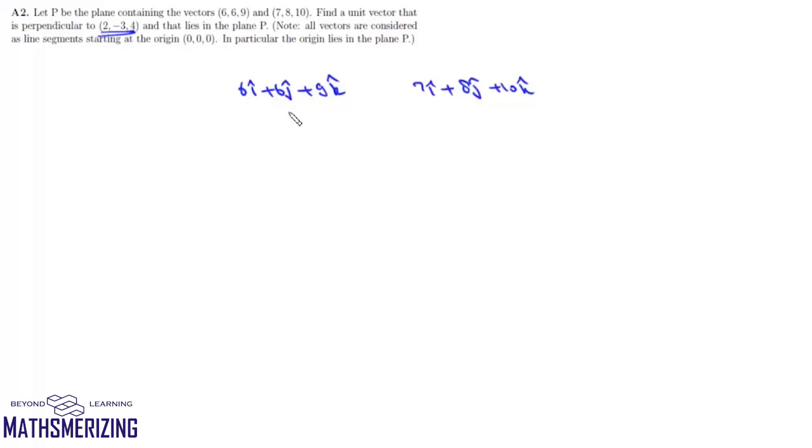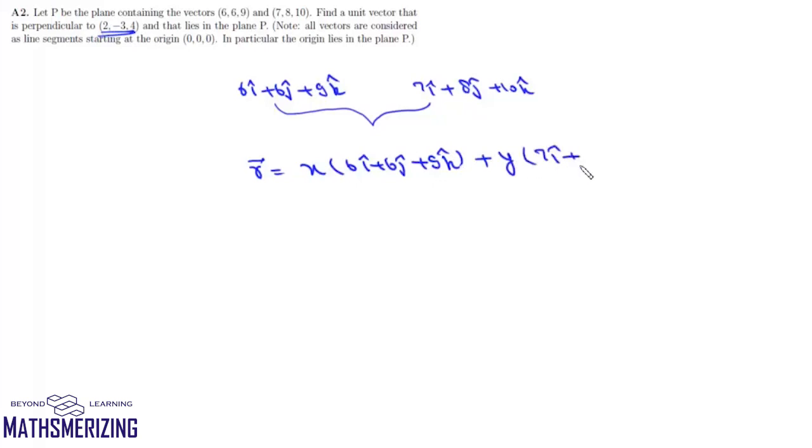From the fundamental theorem in the plane, we know that any vector in the plane of A and B can be expressed as a linear combination of A and B. So we can write this vector as some vector R, and it will be x times (6i plus 6j plus 9k) plus y times (7i plus 8j plus 10k).